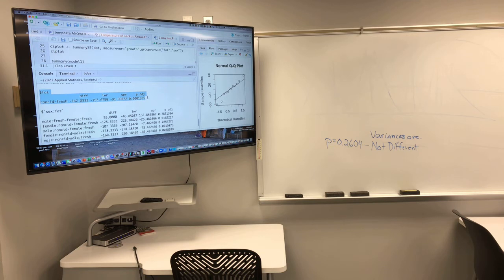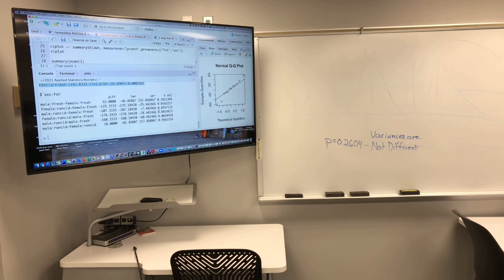So, in all the cases where these things are significant down here, it's always a comparison between rancid and fresh. Rancid, fresh, rancid, fresh, rancid, fresh. Rancid, rancid always gives you a non-significant result, and fresh, fresh always gives you a non-significant result. So the main effect is due to fat type. So now we know what the nature of the differences are.